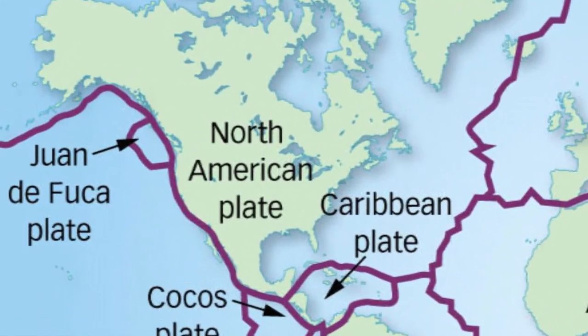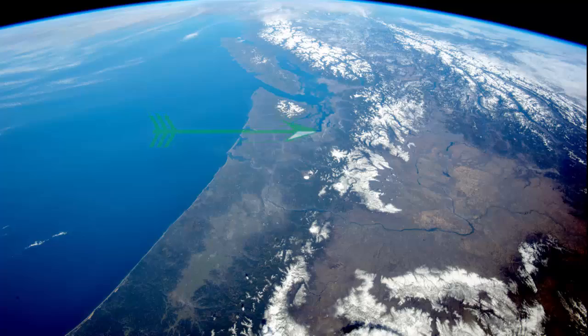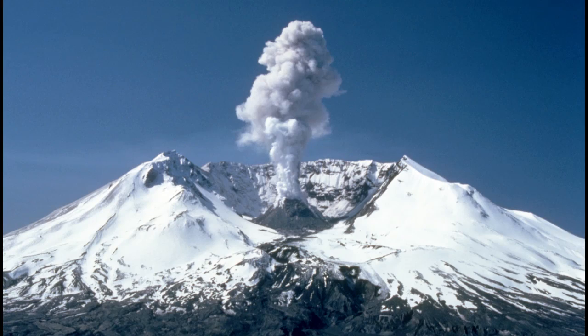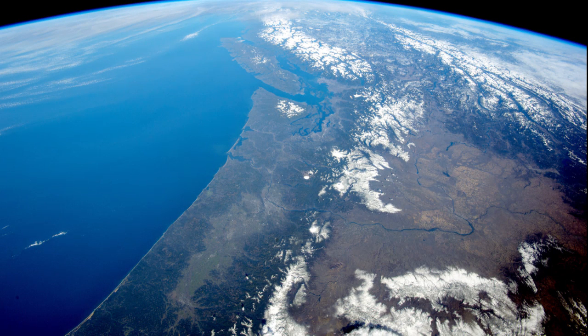The closest example to me in the United States is the Juan de Fuca oceanic lithosphere subducting below the North American plate from northern California up through Washington state. The Cascade Range of volcanoes, Mount Shasta, Mount Rainier, Mount St. Helens, are all volcanoes along this ocean-continent convergent boundary.